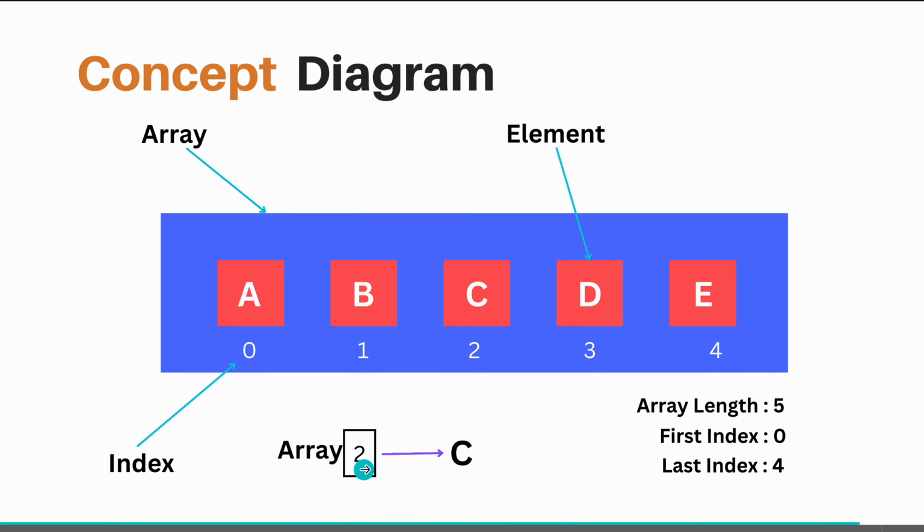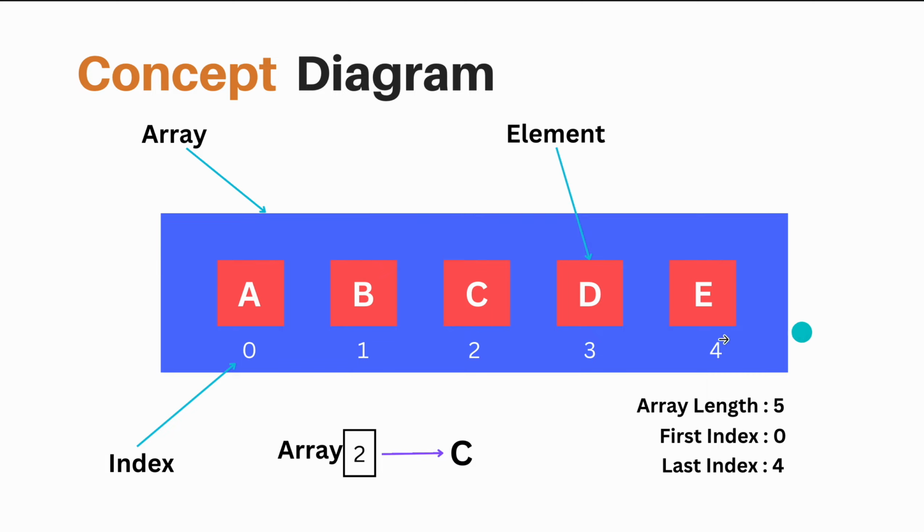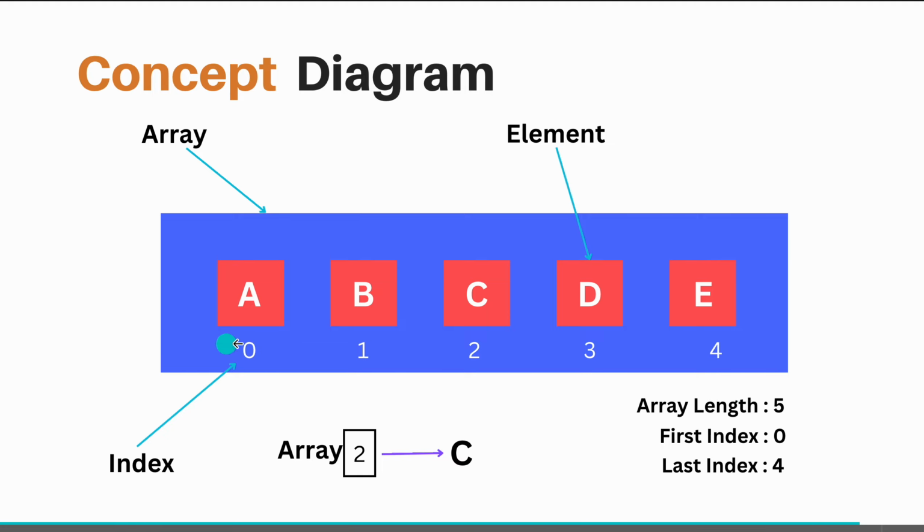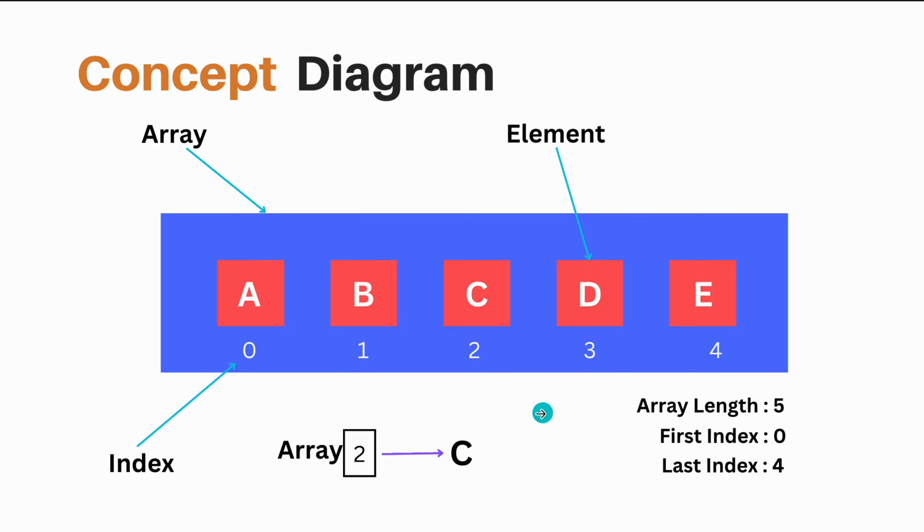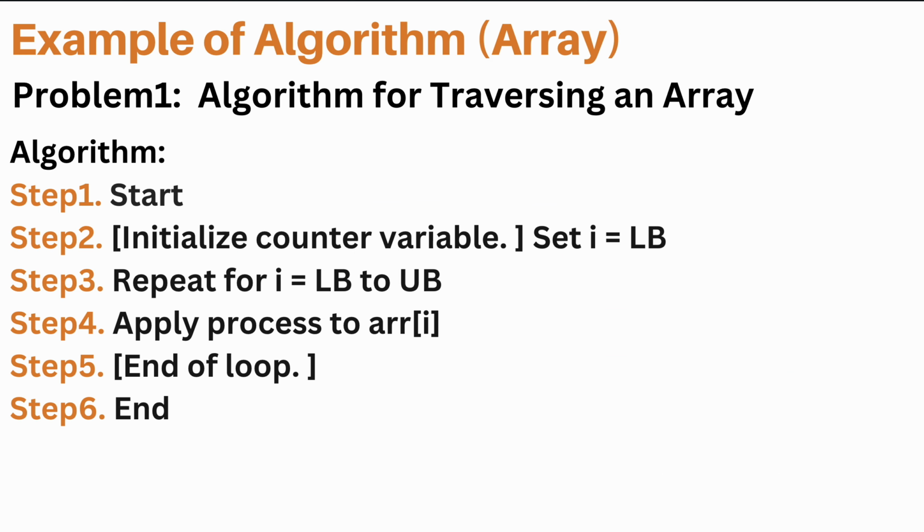Suppose I am writing array 2. So at position 2, 0, 1, 2, there is a C. And if you want to find the length of this array, how many elements are there? 1, 2, 3, 4, 5. So array length is 5. First index is 0. Last index is 4. 0, 1, 2, 3, 4. Right? So this is the conceptual diagram of an array.